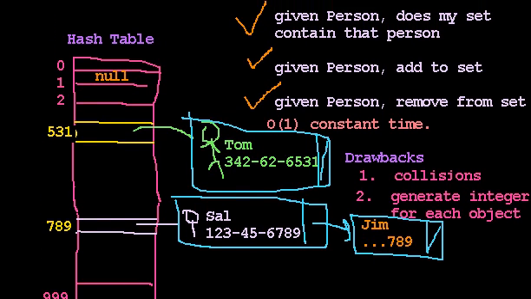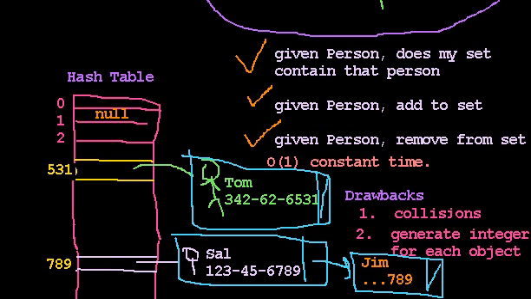Alright, so we've solved the collision problem. We need to focus on generating an integer for each object, but the collision problem actually hasn't gone away. What we've done is we now have a viable way to handle if two objects hash to the same index, like Sal and Jim did.